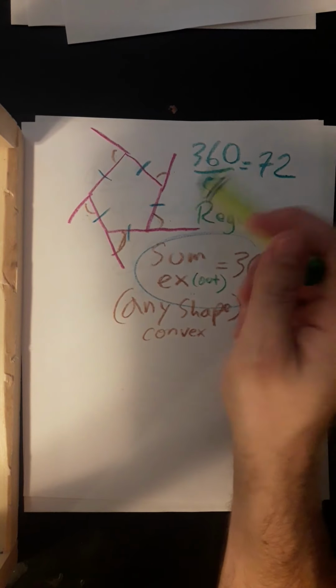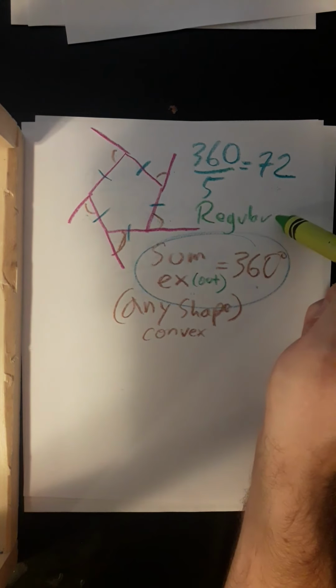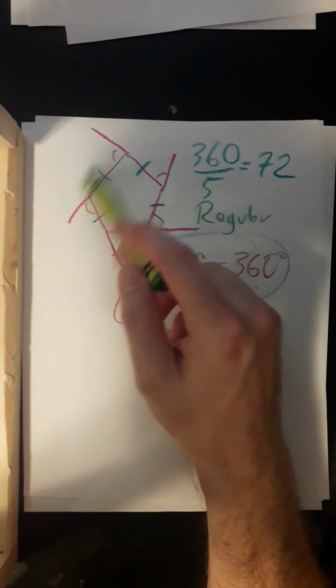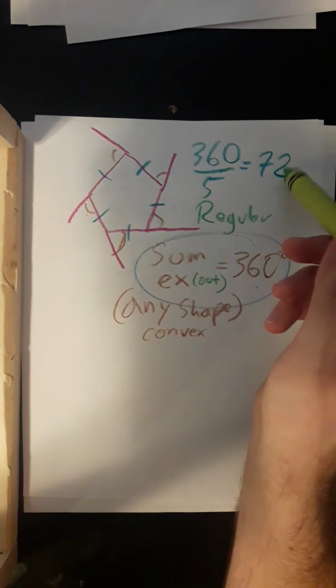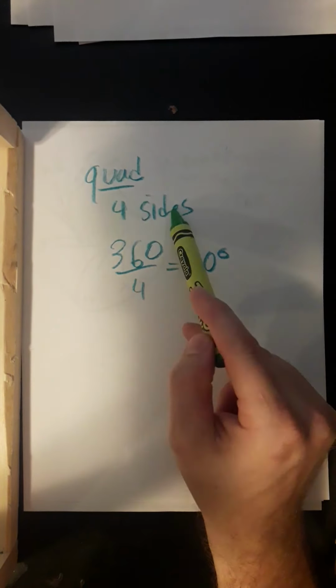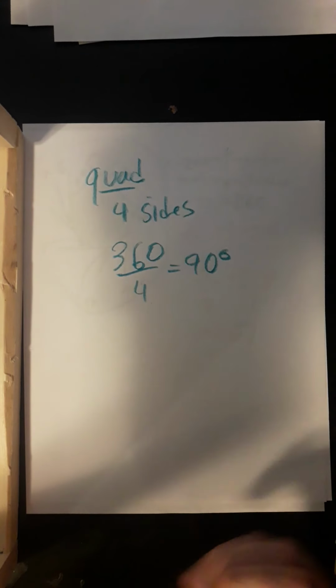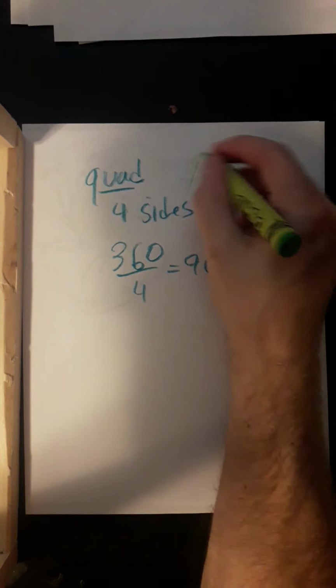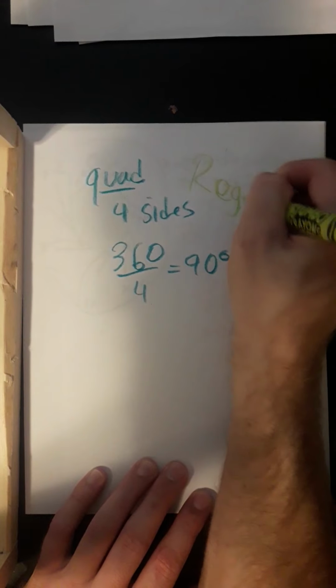Now, this divide by 5 method only works with regular polygons. If you have a regular polygon, just divide by how many sides you have, and you get the measure of each angle. Here's another example. If we had a quadrilateral, that's 4 sides. We take 360, divide by 4, we get 90. Remember, that only works if they're regular.